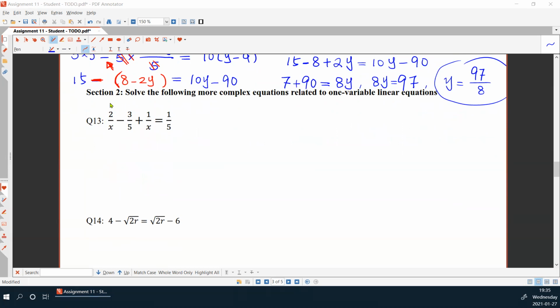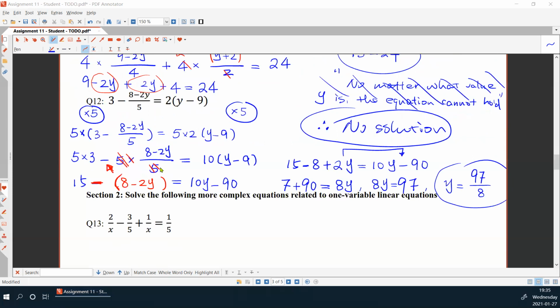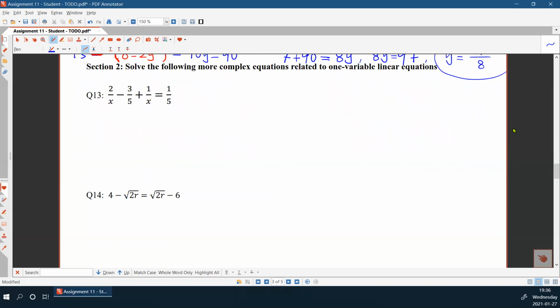Okay, section 2. Any more questions? No? Okay. As I said, section 1 is basically the simple one variable linear equations. I think you have done well. Section 2 is more complex ones. Okay, at first glance, they don't look like one variable linear equations, but actually they are. They are quasi one variable linear equations, right? So the method to solve them is actually the same. So let's have a look at them.